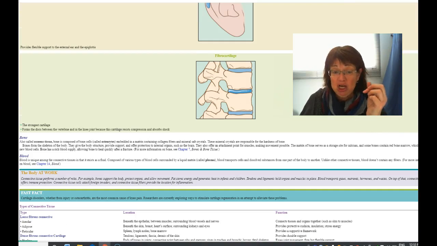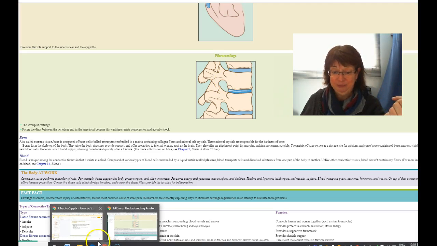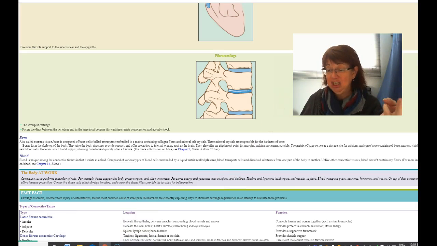And then the strongest one of all that has more fibers in it is fibrocartilage, because it's very fibrous, and it's found where there's a lot of compression, such as in your discs, in between your intervertebral discs, because you want to have the ability to have the compactness there. Good. So that is cartilage.